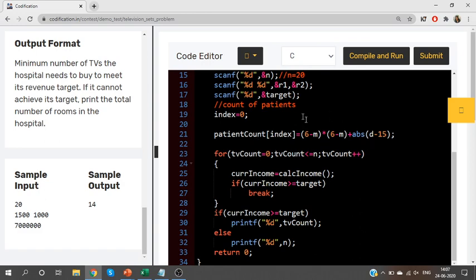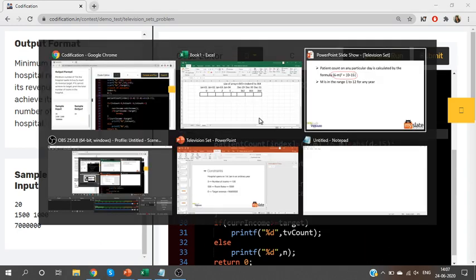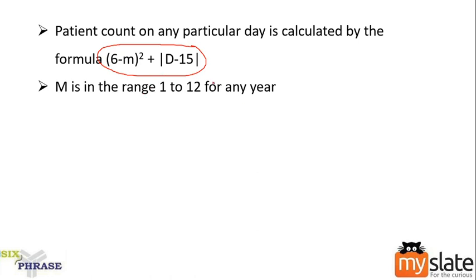Okay, so I know how to calculate the patient count. Now, what is this m value? What is this d value? Consider m is equal to 1. When m is in the range 1 to 12, will the number of days be the same for all the months? For Jan month, we will have 31 days. For Feb month, we will have 28 days. They are considering non-leap year only, so don't consider the 29th day.